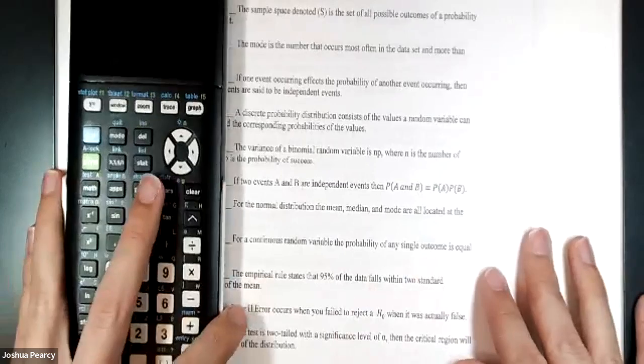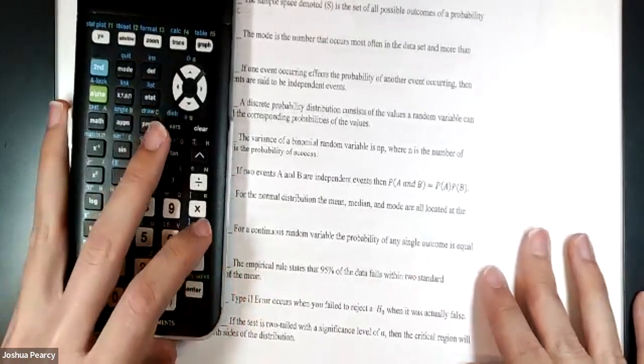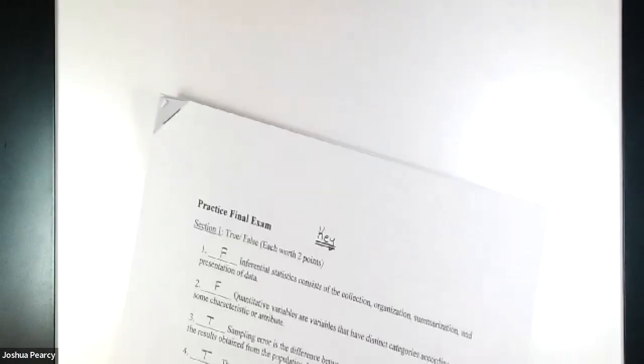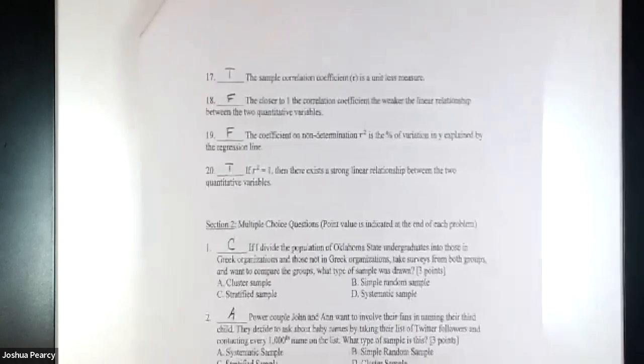that's true. If the test is two-tailed with a significance level of alpha, then the critical region will lie on both sides of the distribution. That just means there's going to be 2 areas in which you reject the null hypothesis. What do you think? It's true. That's why it's called two-tailed. Okay, so the true and false questions aren't meant to be hard. They're just meant to test you.